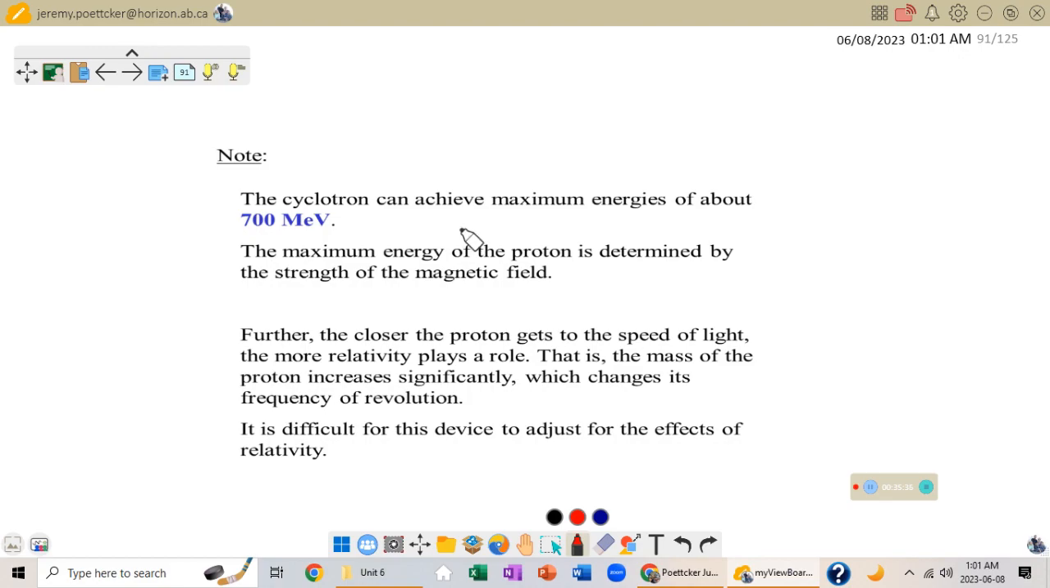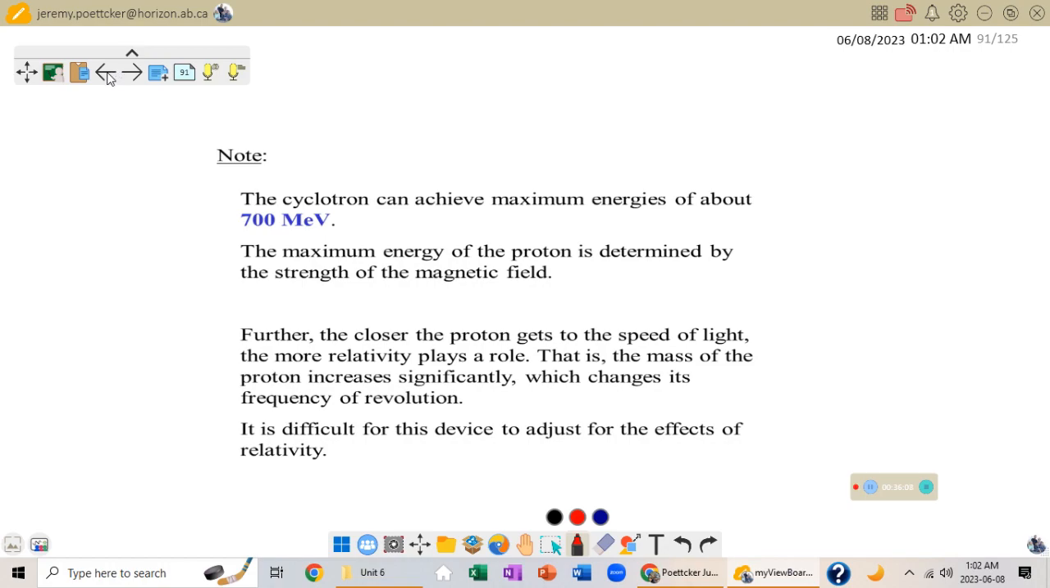With cyclotrons, we get up to a maximum of about 700 mega electron volts. The maximum energy of the proton is determined by the strength of the magnetic field. And the closer the proton gets to the speed of light, the more relativity is going to play a role. That means the mass of the proton, or at least the relativistic mass, increases significantly, which also changes its frequency of revolution. It's difficult for this device to adjust for the effects of relativity.